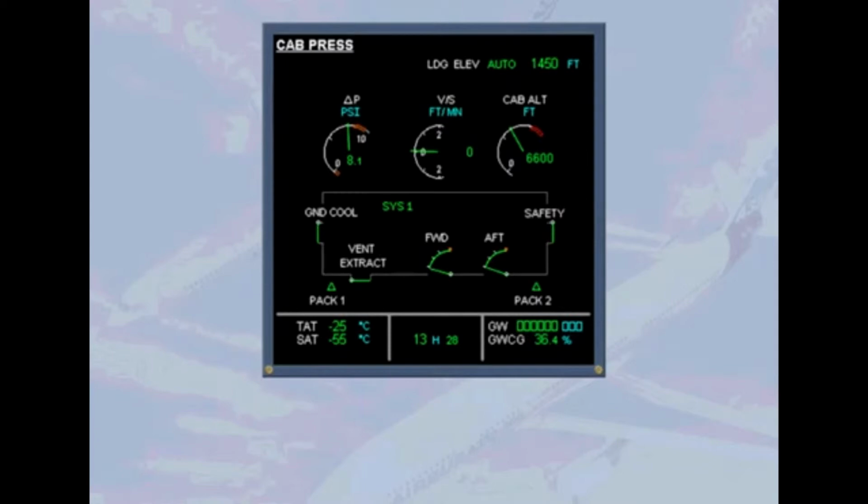The cabin altitude is also shown. The vent extract and ground cooling indications are associated with the avionics ventilation system and will be discussed later.